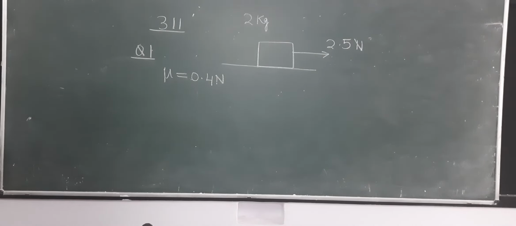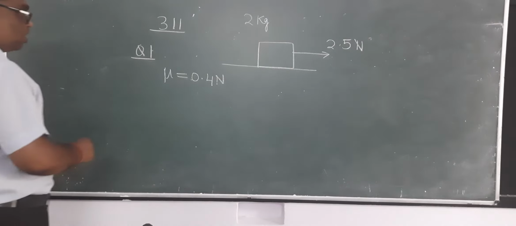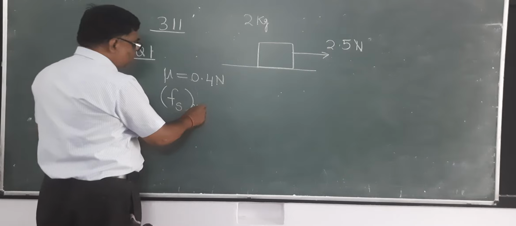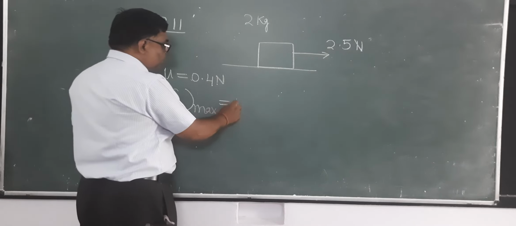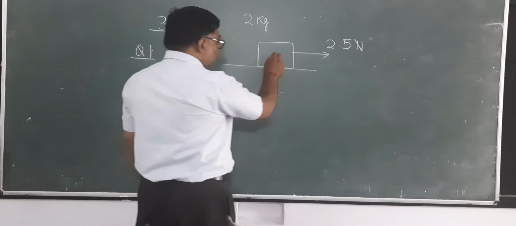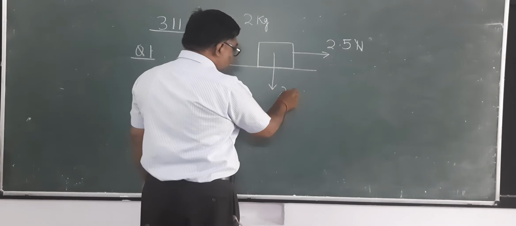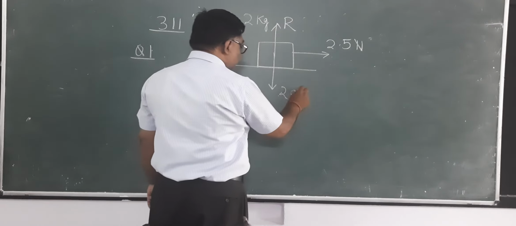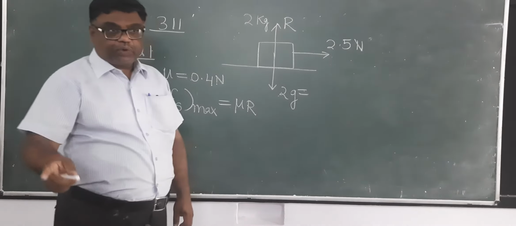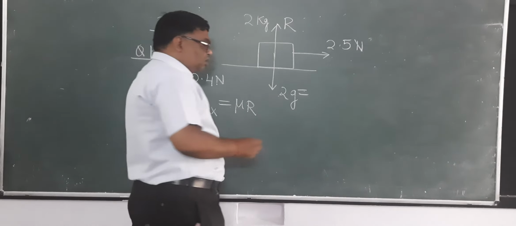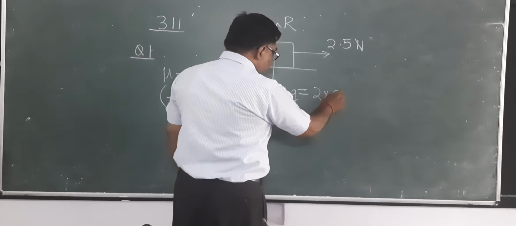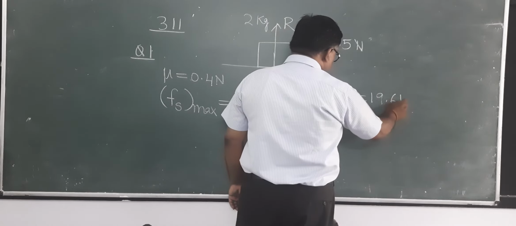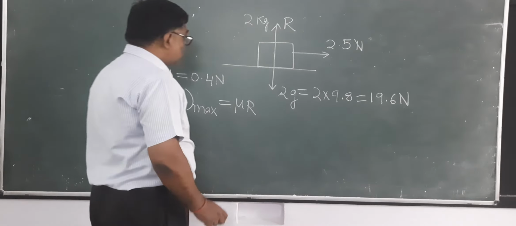maximum value of static frictional force. Now Fs max will be equal to mu into R. And what is R? Its weight, 2 into g, will act in the downward direction. R will act in the upward direction. What is the value of g given in the question? 9.8. So you take 9.8. It is equal to 19.6 Newton.